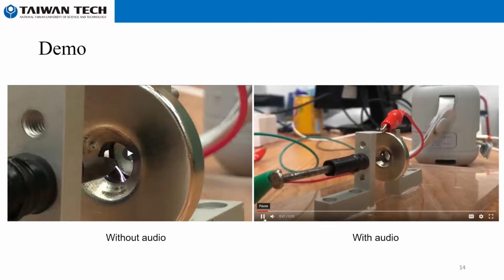Let's see that again. As you can see, the audio output does affect the arc. As the audio goes higher, the rotation is much stronger. That's because the Arduino reads the signal of the music and then turns on the plasma arc.